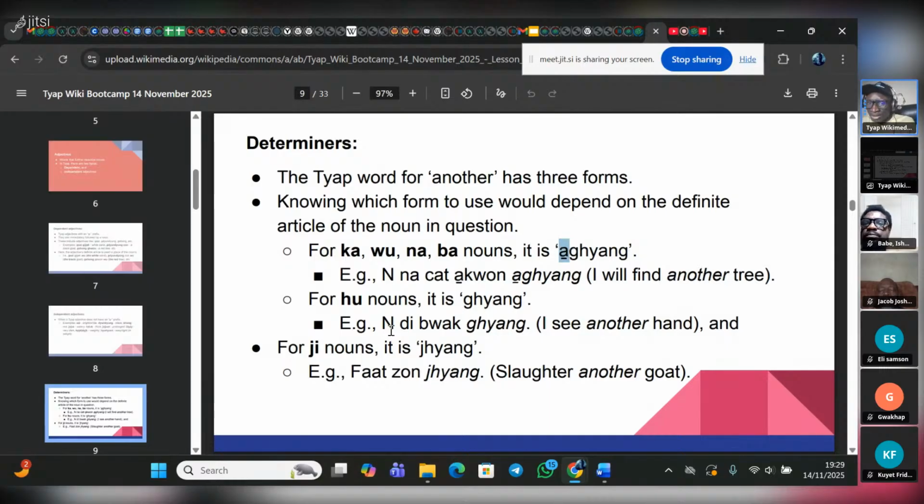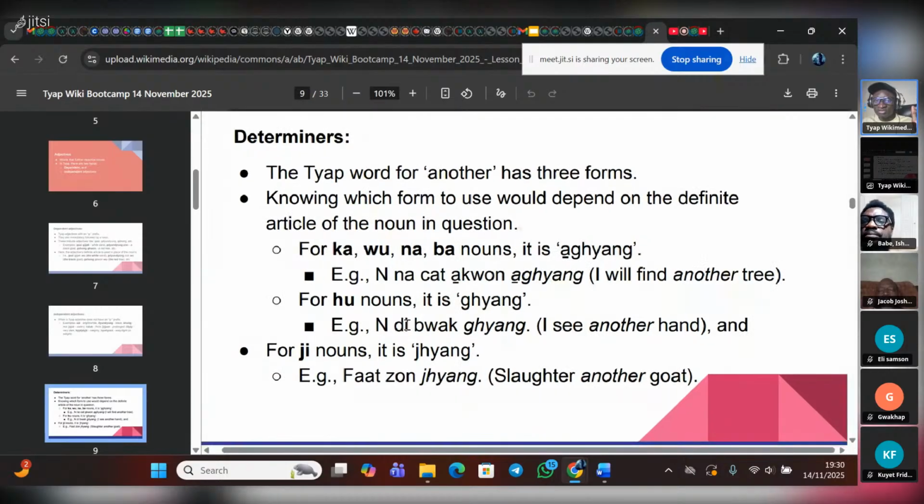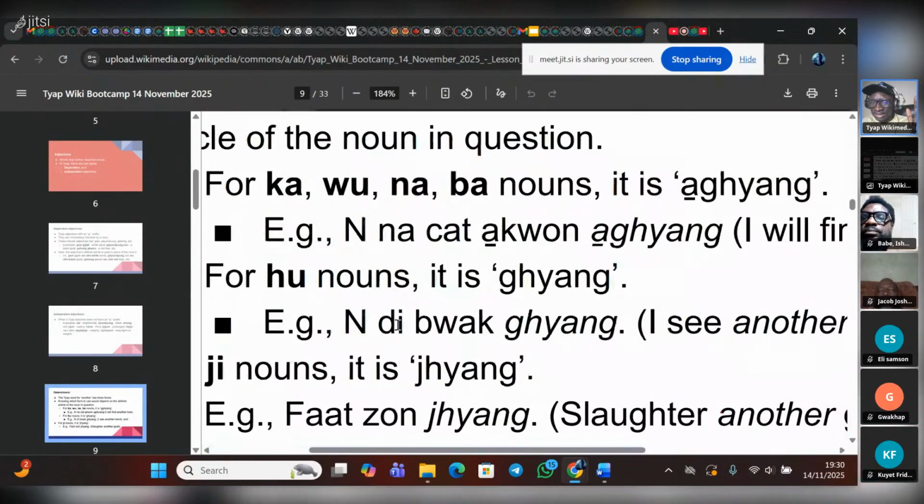And in the example we have, it says Ndi Bwagyang, Ndi Bwagyang. I see another hand. Bwag here is hand, and then another is yang. N is I, the first person personal pronoun I, and then D is to see. Remember, in our last lesson, it says that whenever you have the word starting with letter L, and if it is a personal pronoun as a verb, you usually change the L to D. So Ndi I see instead of Nli you I see. So it's Ndi for Tyap.